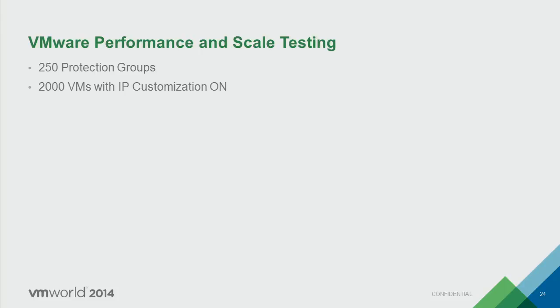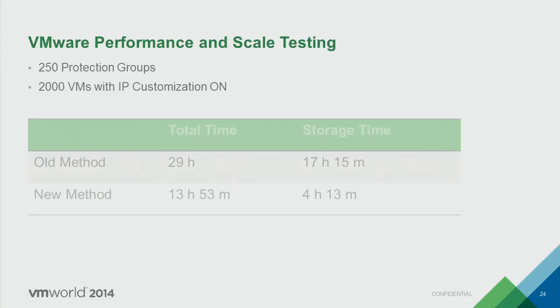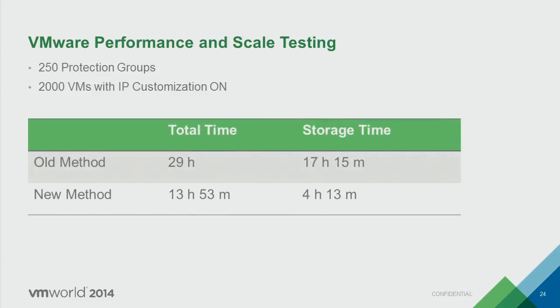So our QE guys were doing some testing against this. They had 250 protection groups, with lots of data stores within these protection groups, and 2,000 VMs with IP customization turned on. And we're seeing drops in total time.